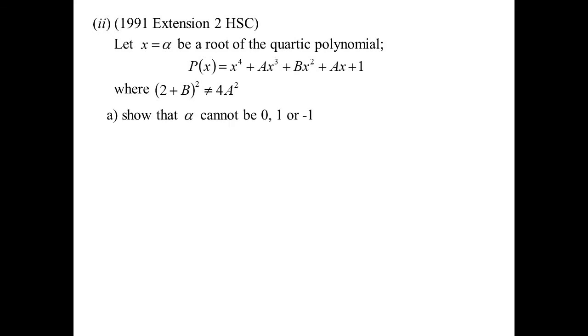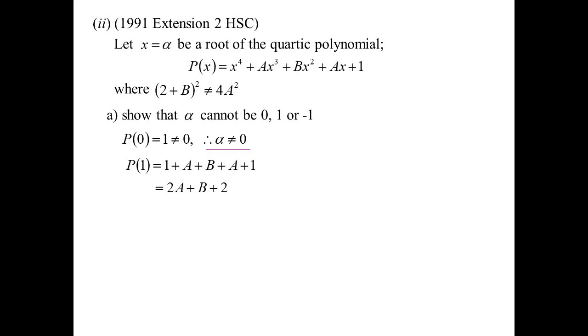All right, we're going to show that alpha can't be 0, 1, or negative 1. So that's the first part of the question. And we'll do that via the factor theorem. Well, P(0), when I sub that in, I get 1. So that can't be a factor. P(1), 2a plus b plus 2. I'm not really sure whether that's 0 or not.